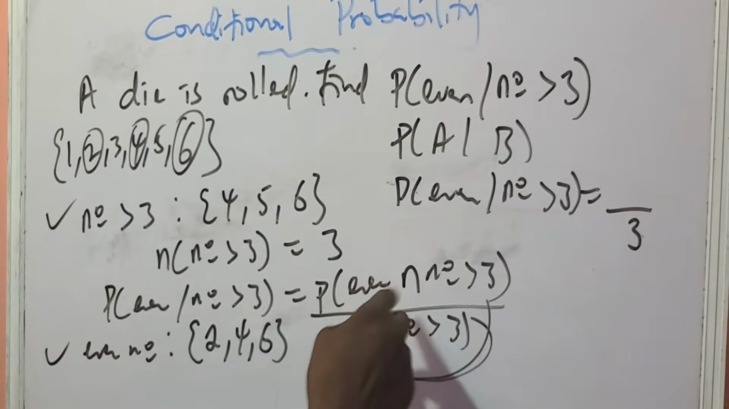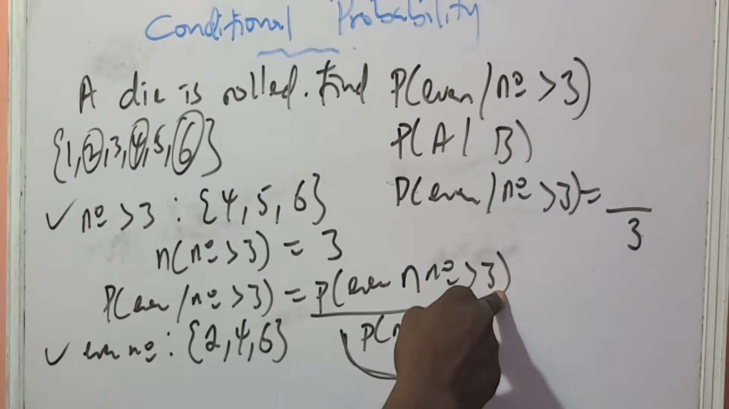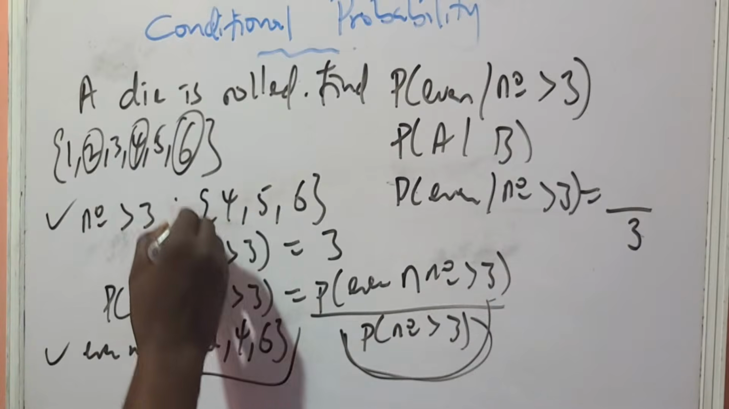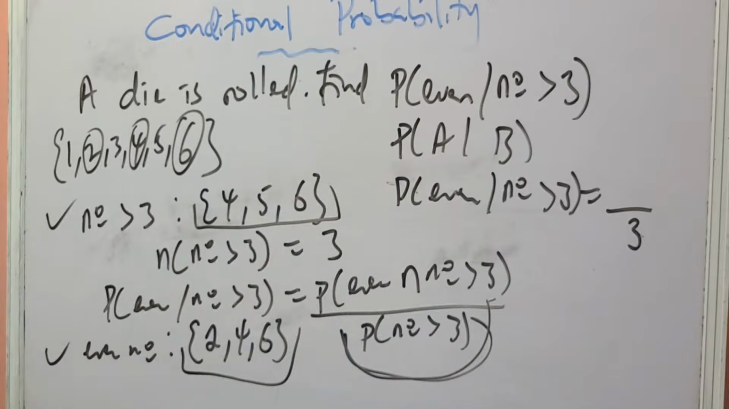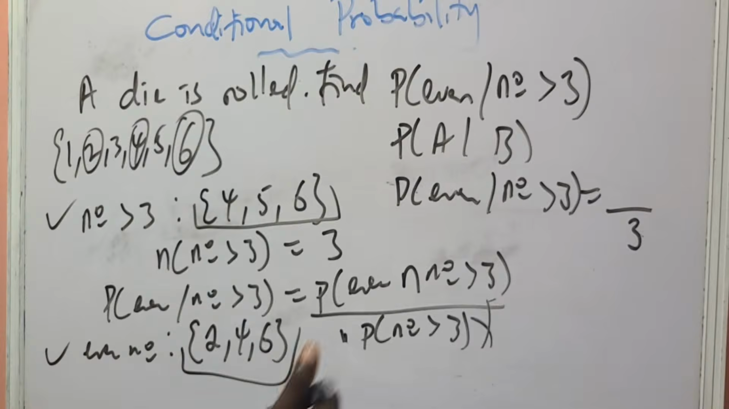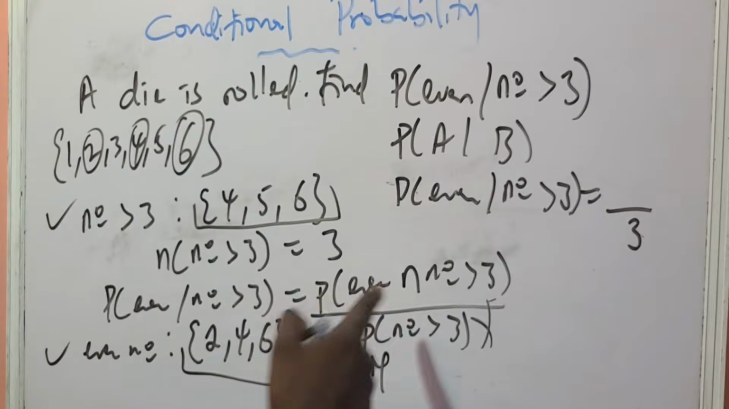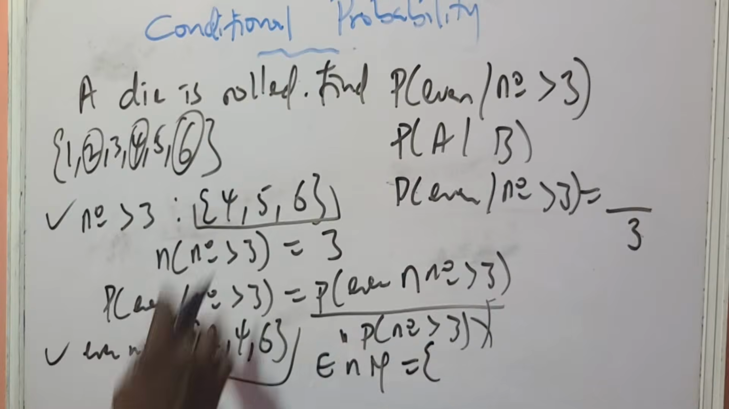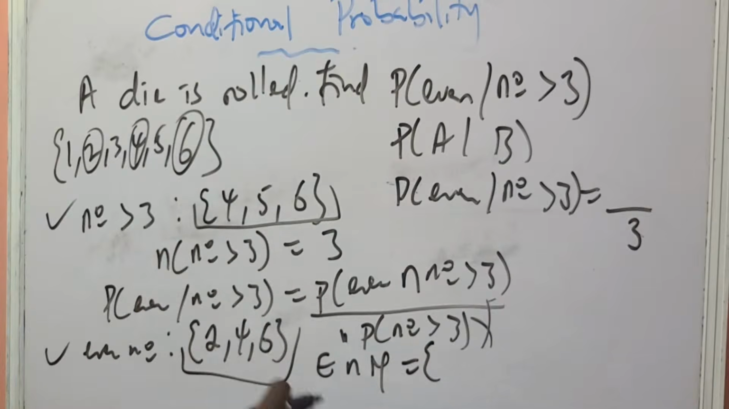This numerator, even intersection number greater than 3, means we are looking at these two events, these two right here. So what is the intersection of these two? Of course, let me just say E intersection N. E means even, N means number. I'm sure you understand what I'm doing there. So what is the intersection going on here? Of course, just 4 and 6 is the intersection.